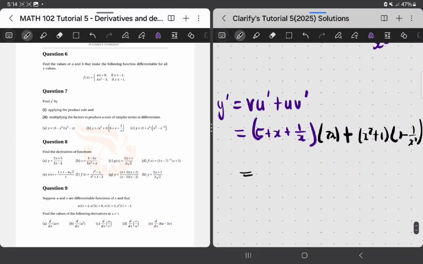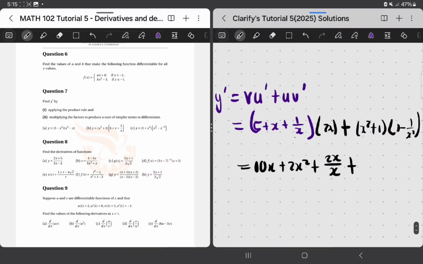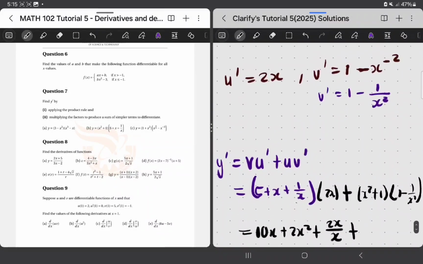So what are we now just going to get? 2x times 5 is 10x. 2x times x is plus 2x squared. Then 2x times 1 over x is going to be plus 2x divided by x. If you multiply this 2x by 1 over x, it's a whole number, so it's going to multiply the top only, which is 1. It becomes 2x, then the denominator is x. Then we say plus, we'll simplify later. This is (x squared plus 1) times (1 minus 1 over x squared).